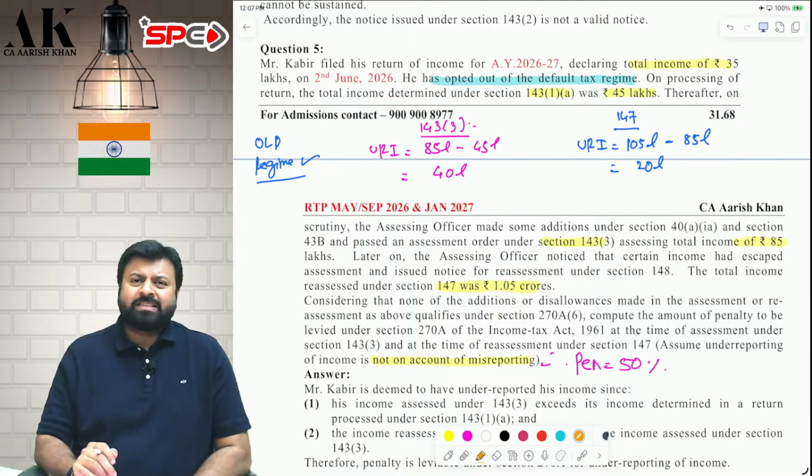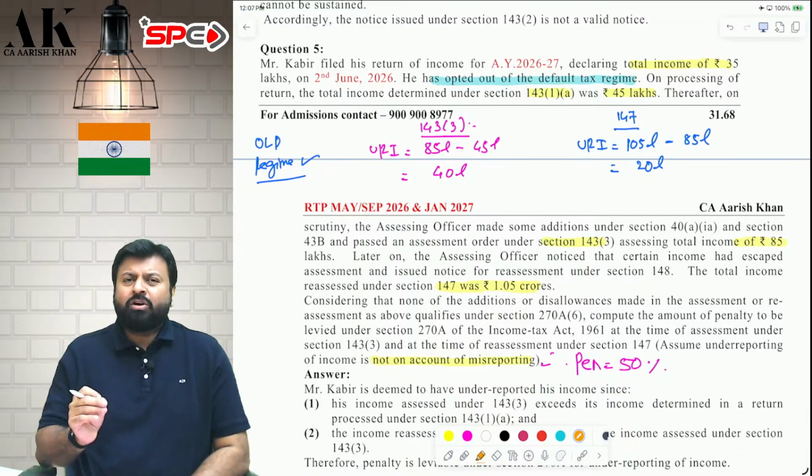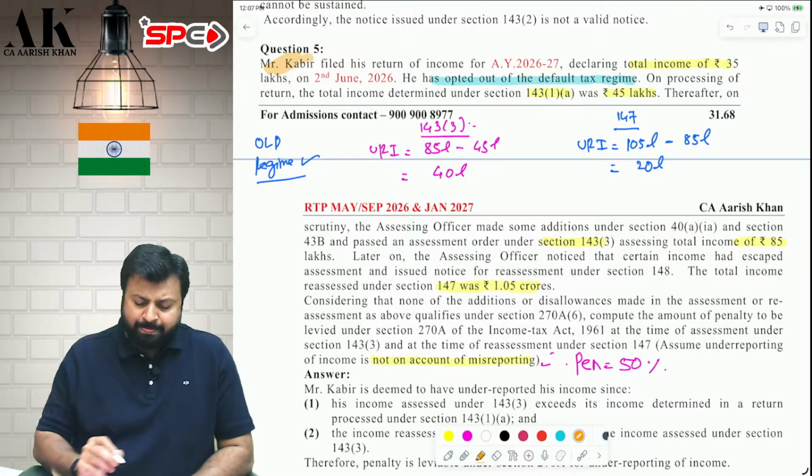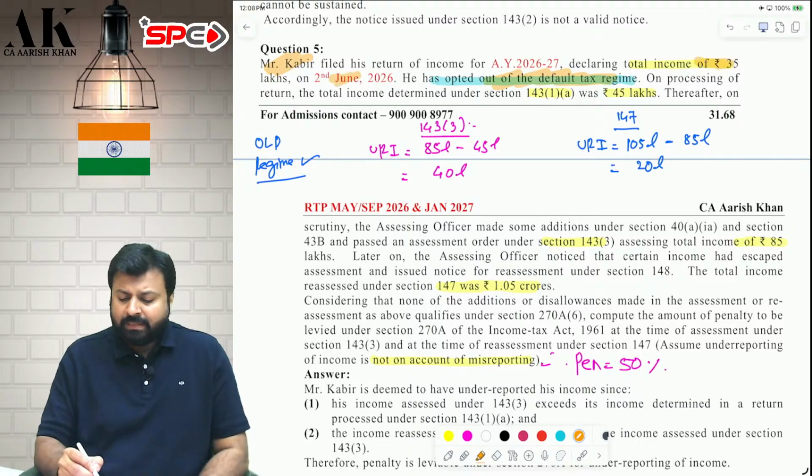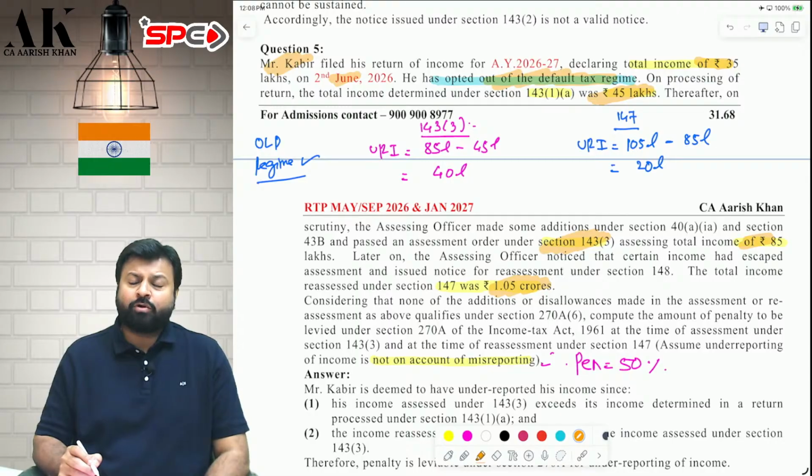Next question, very simple question once again. It's a question on penalty computation. Mr. Kabir is following old regime. He opted out of default regime. Now his total income as per return is 35 lakhs. Then return is processed 45 lakhs. Then income is assessed 85 lakhs and income is reassessed at 1.05 crore. Sorry, that is 105 lakhs.